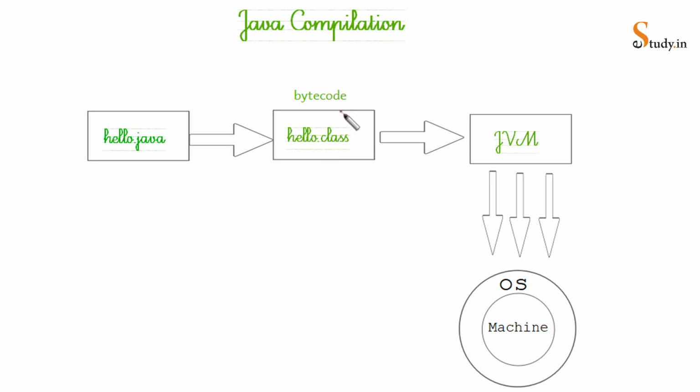Now this bytecode is passed on to another software which is called JVM. We will understand JVM a little later, but as of now you need to understand this, that this bytecode will then be passed on to JVM, which will further on pass it to operating system and which will interact with the machine to give you the output. Okay, so this is how the Java compilation process is working.